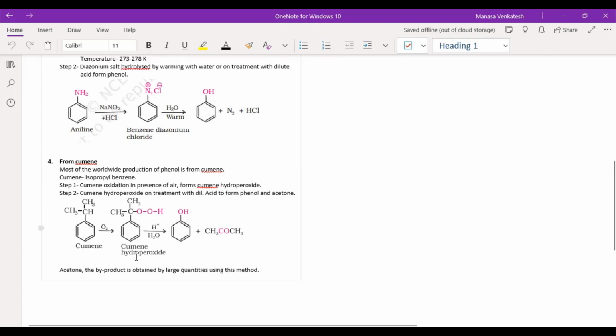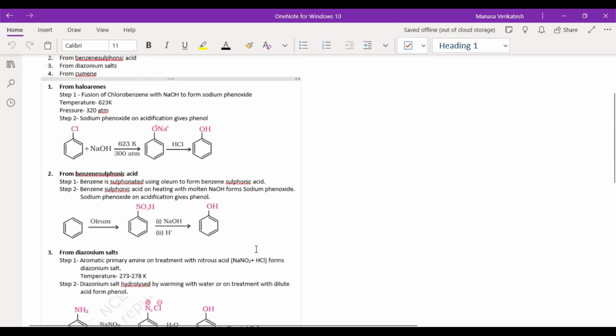This is hydroperoxide, and this is treated with dilute acid, and this leads to the formation of phenol and acetone. So we're having cumene. It is undergoing oxidation in the presence of air to give us cumene hydroperoxide. And this is further reacting with dilute acid to give us phenol and acetone. Actually, acetone, which is a byproduct, is obtained in large quantities using this method.